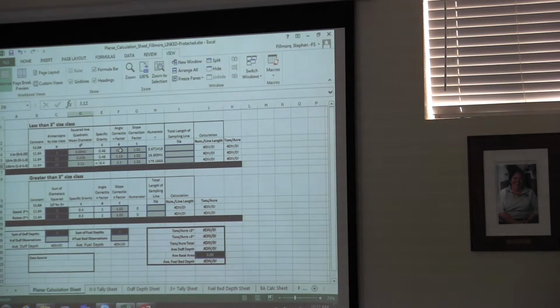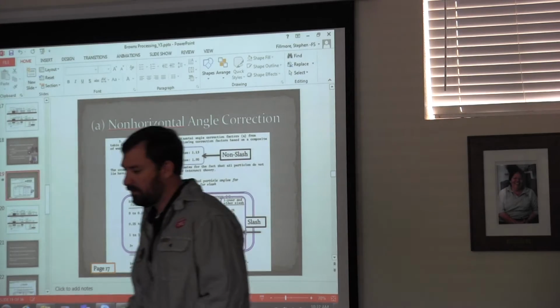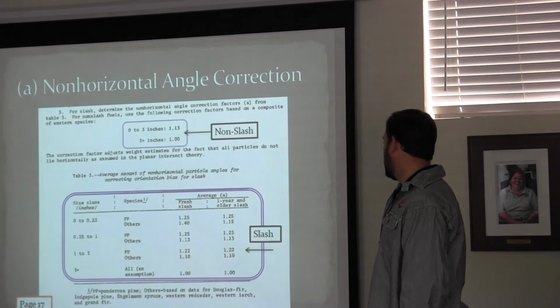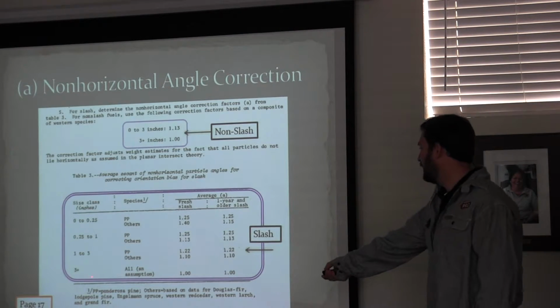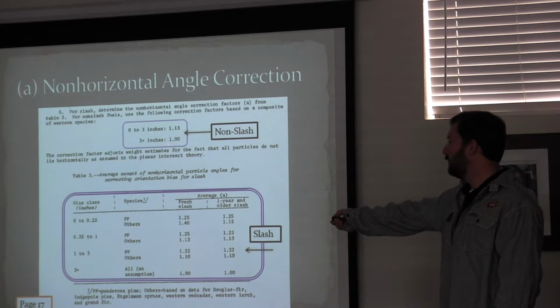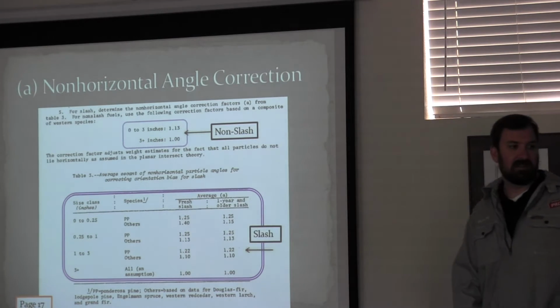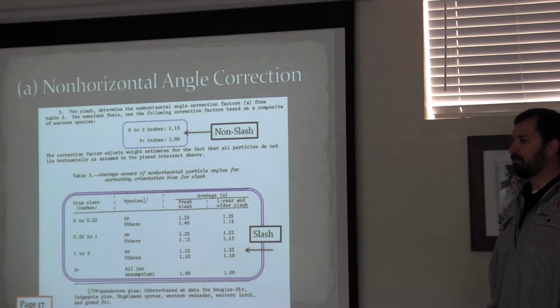Which one is this, A? Yes. So what is it, 1.13? That one's already 1.13. And then for the big stuff, see how this is fixed at A, is 1? So for both of them, it's actually fixed. If you look down here at the 3 plus, it's also 1.0, the same for slash and non-slash. So that's why in the sheet it's shown as a fixed one, because it's the same number.